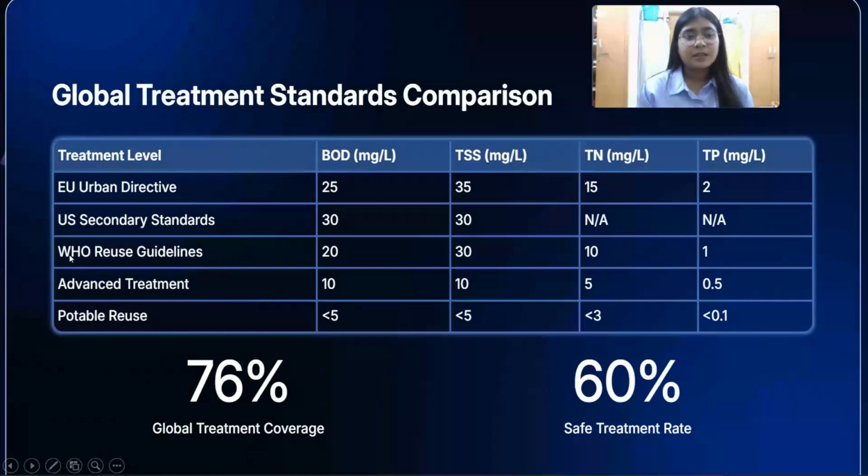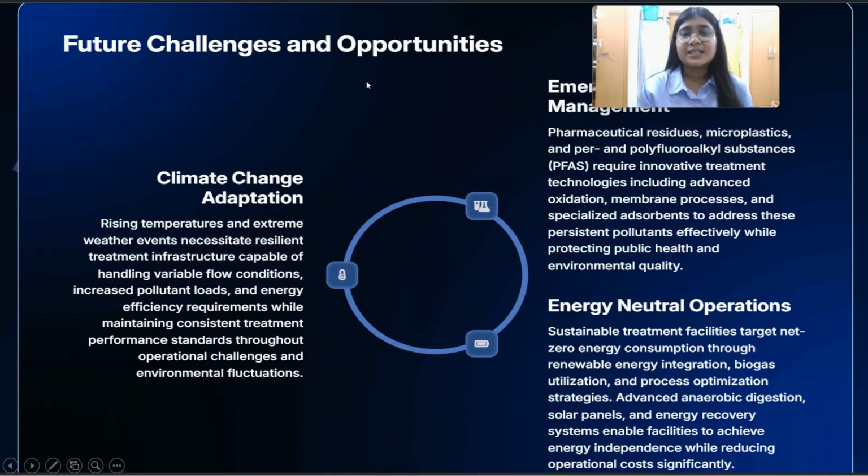Urban, like WHO reuse guidelines, advanced treatments, potable reuse, US secondary standards, European urban directives. And after that, we can say biological oxygen demand, suspended solids, total nitrogen, total phosphate, 76% global treatment coverage. Globally it is covering 76% and 60% safe treatment rates. After that, future challenges and opportunities.